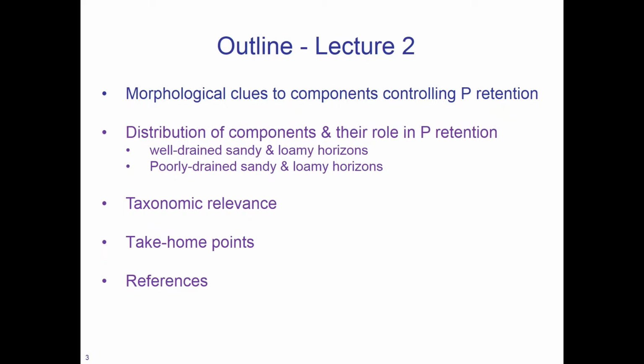Here's the outline of the lecture. I want to make a case for the interpretive power of soil morphology, beginning with morphological clues to components controlling phosphorus retention. Then I'll address the distribution of components and their role in P retention for well-drained and poorly drained sandy and loamy soil horizons. I'll discuss the relevance of soil taxonomy to phosphorus retention and summarize at the end with a few take-home points and provide references.